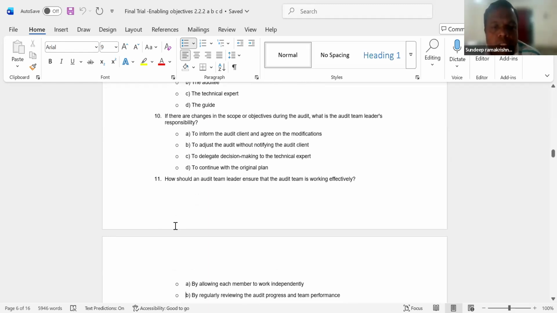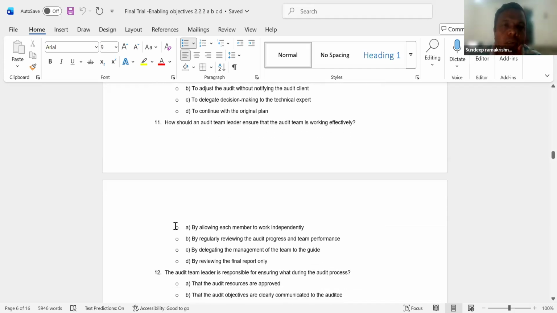10th question, the last question for Srikanth. If there are changes in the scope or objectives during the audit, what is the audit team leader's responsibility? To inform the audit client and agree on the modifications, to adjust the audit without notifying the audit client, to delegate decision making to the technical expert, or to continue with the original plan. A, to inform the audit client and agree on the modification. Right. I'm done, sir. Okay, very good. Thank you, Srikanth. Harish, can you do from 11 to 20?